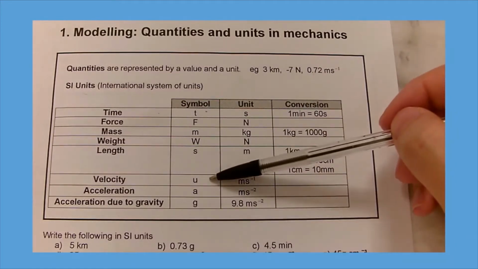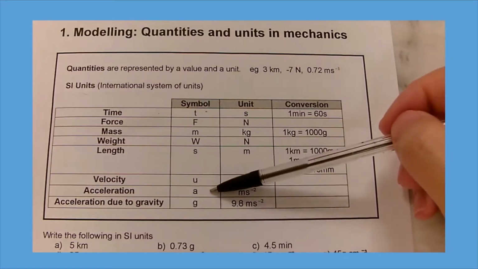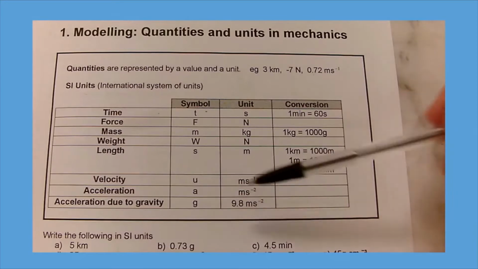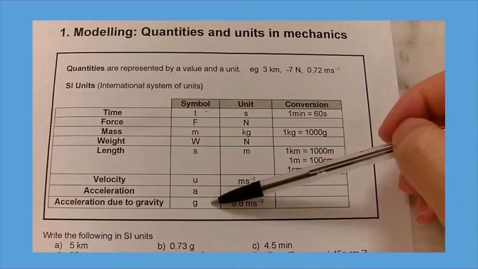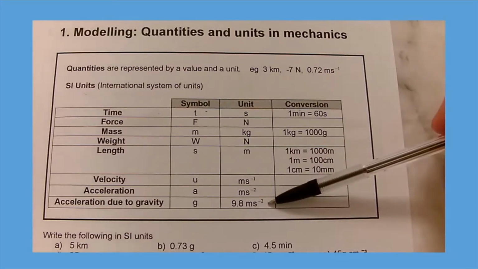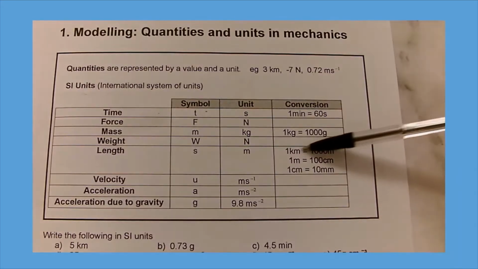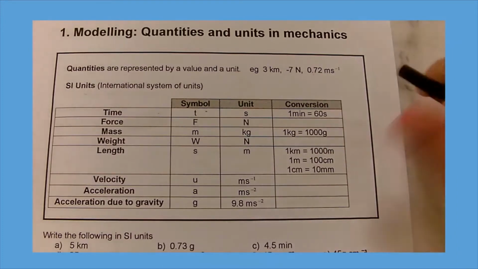Velocity is given by the symbol u and a unit of meters per second. Acceleration is given by a symbol of a and a unit of meters per second squared. Acceleration due to gravity is given by a symbol g and the value is 9.8 meters per second squared. It is a type of acceleration, but it's due to gravity. And obviously here are the conversions, which are really just common knowledge.